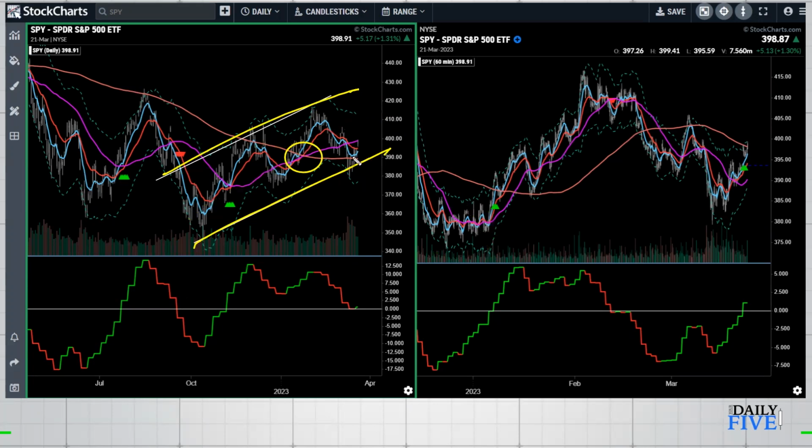Maybe we have that. But the other thing I notice is where I have this yellow circle, the 50 has crossed over the 200. That's typically bullish. When you get the fast moving average crossing over the slow moving average, that's a change of direction. It's a change of trend. And we saw that with, you guys are familiar with, I'm sure, the death cross, and that's when you have the 50 cross below the 200.